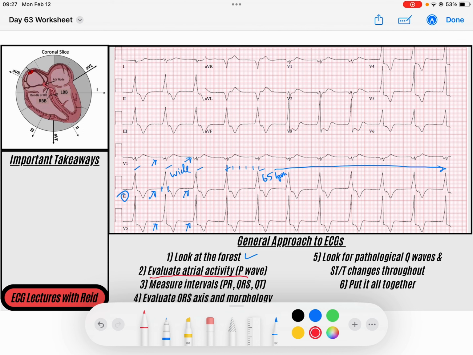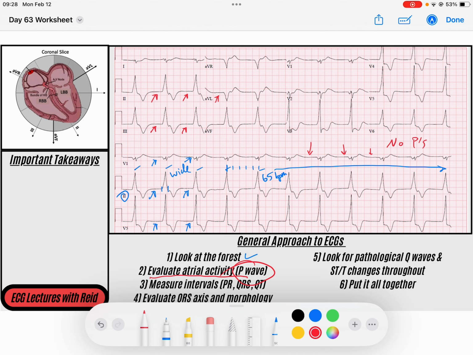So what is the atria doing? Are there P waves that are driving these QRSs? I don't really see any, right? And I don't see any hidden Ps if I scan through the leads here, all throughout. I don't see any P waves. So we've got no P waves that are driving this rhythm. So obviously our sinus node does not seem to be causing any atrial depolarization.